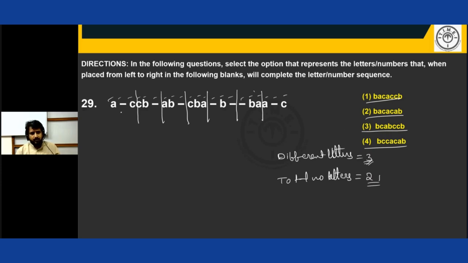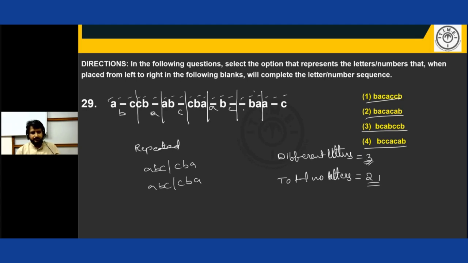Now, what is missing here? B, A, C. Observe the pattern: A, B, C, C, B, A, A, B, C, C, B, A. Can you see any repeated sequence? Yes. What is that repeated sequence? A, B, C, C, B, A. It is following this pattern. Now, what should be next?